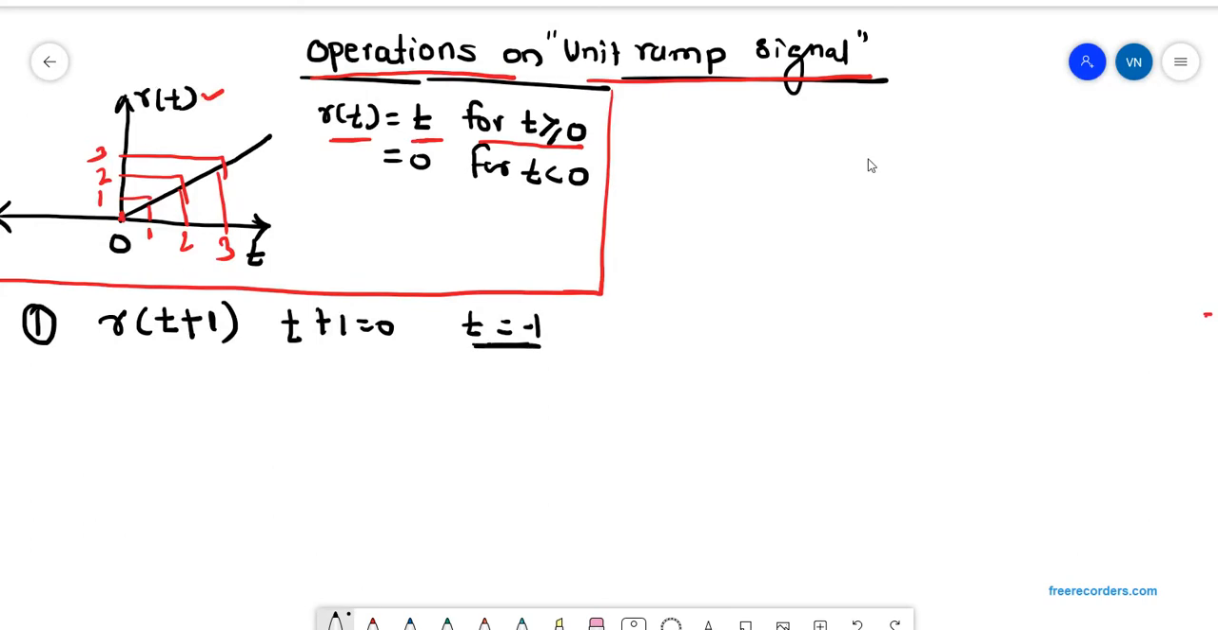So what is the meaning of this t plus 1? Whenever we draw the t plus 1 signal, first we must have the R of t, which is already present. So how to draw? That signal will start from t equal to minus 1. The same signal I have to shift from minus 1. Whatever the amplitude at 0 time, that amplitude will be obtained at minus 1. So simply I have to shift that signal like this.